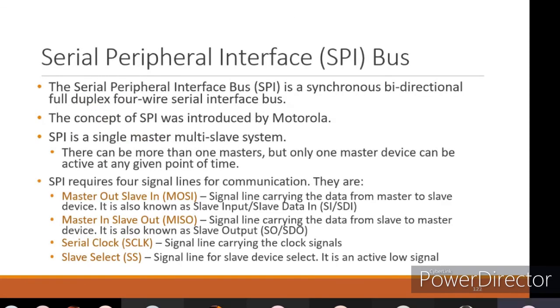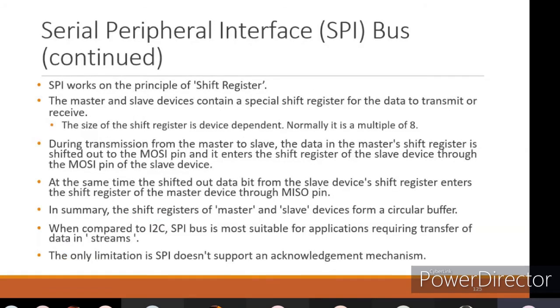Next we have the serial peripheral interface, that is SPI. The serial peripheral interface bus is a synchronous bidirectional full duplex 4-wire serial interface bus. The shifted out data bit from the slave device shift register enters the shift register of the master device through MISO, master in slave out pin. In summary, the shift registers of master and slave devices form a circular buffer.